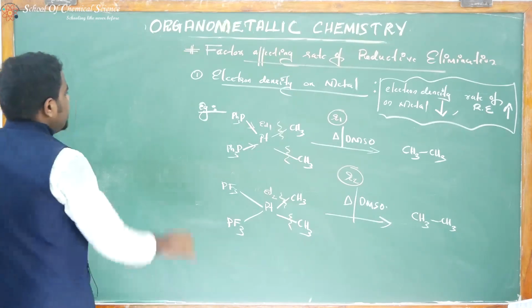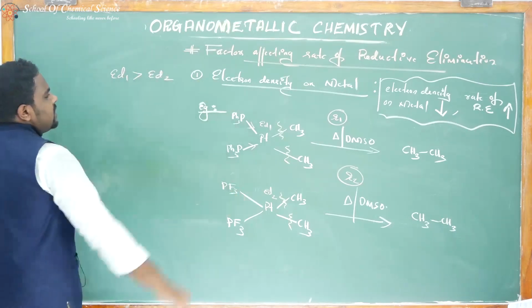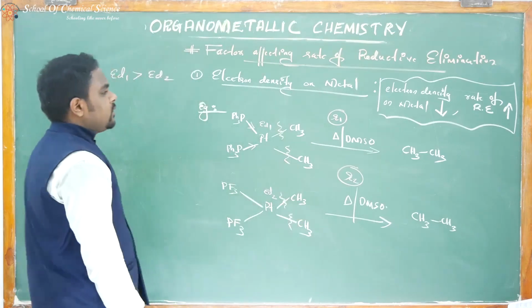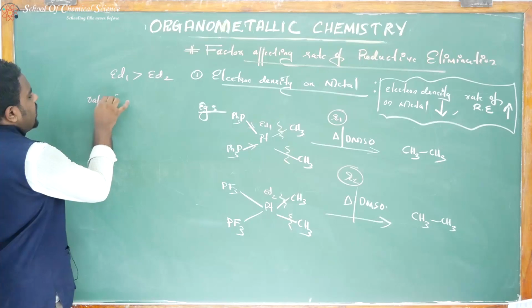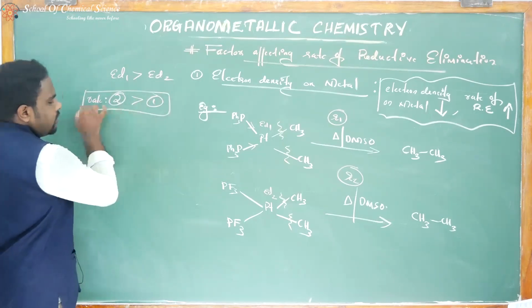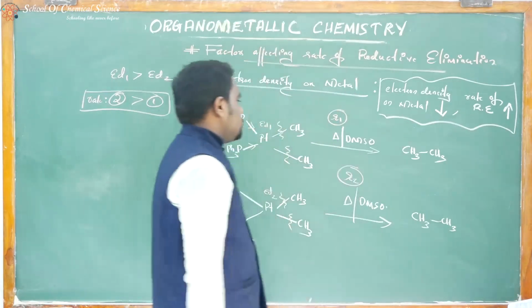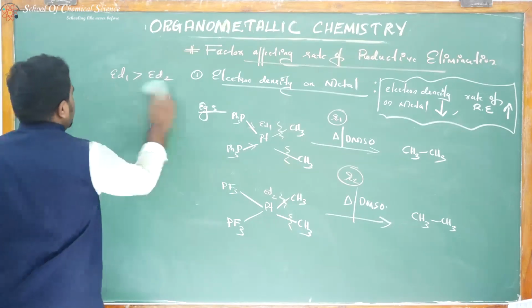So electron density 1 is greater than electron density 2. Electron density increases, rate decreases because both are inversely proportional. So rate of reductive elimination 2 is greater than 1. Rate of reductive elimination 2 is greater than 1. So that is the case.